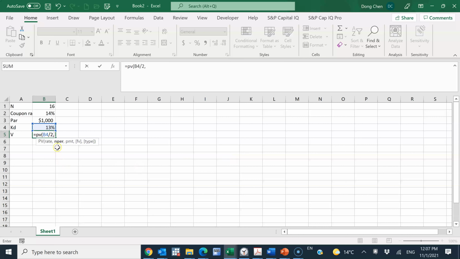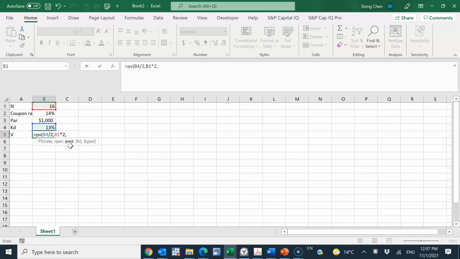And the second argument here is the number of coupon payments. So we have the number of years. So we need to multiply that by 2 to get the number of semi-annual periods. So that's the number of coupon payments. And the third argument here is the payment. So that is simply the coupon payment.